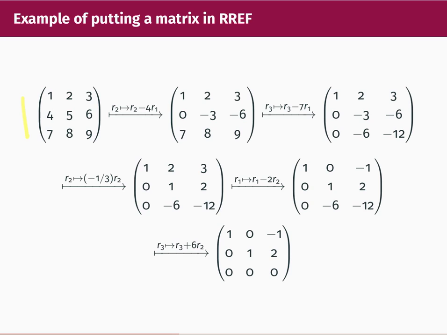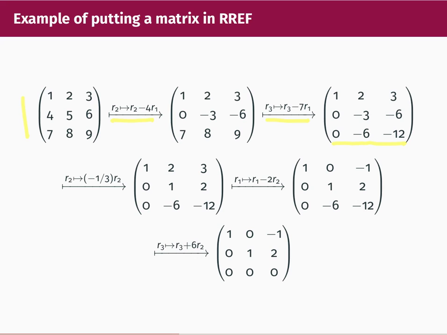We can do that by subtracting 4 times row 1 from row 2. And that's the first row operation there. It takes you to this second matrix here. And then we can eliminate the 7 from row 3, column 1, by subtracting 7 times row 1 from row 3. That's the row operation notated here. And what it leads you to is this matrix right here.